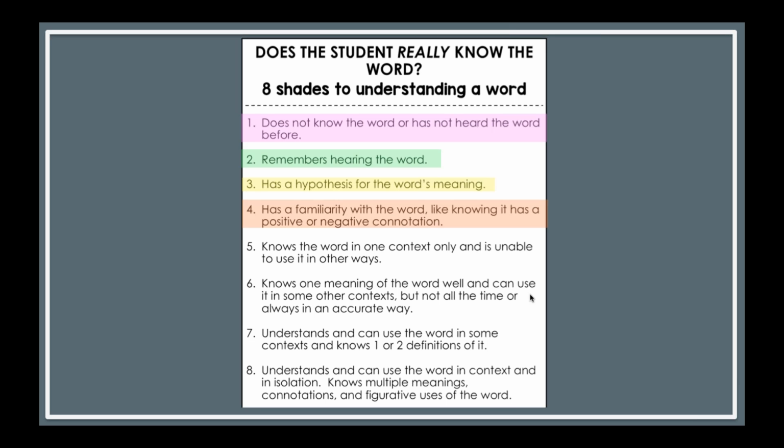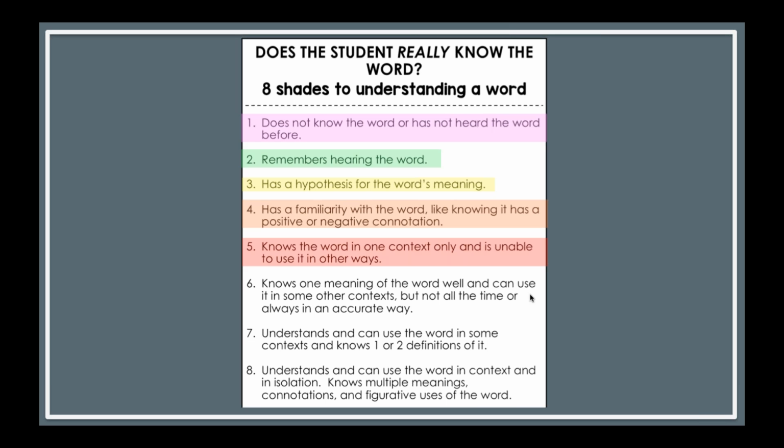The next shade is they have a familiarity with the word. They know it has a positive or a negative connotation. So maybe they know the word cantankerous means something bad or a bad feeling, but they don't really know anything more than that. So they kind of know the connotation of it. The next shade is they know the word in one context and they're not able to use it in any other way. So this happens a lot with our ELL kids.